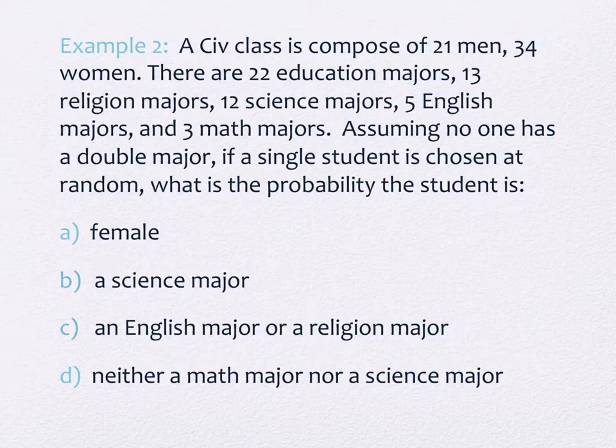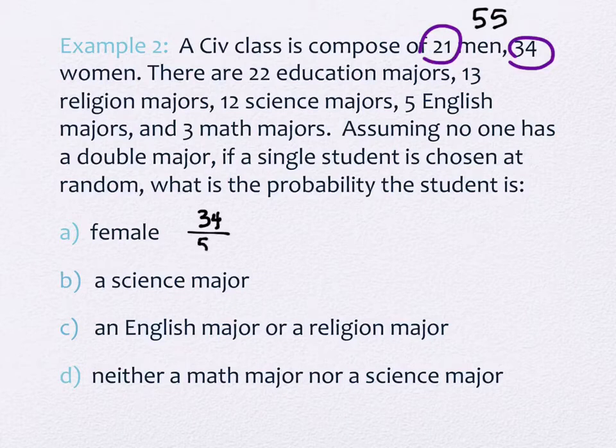And it gives us some language, right? Some scenarios to follow. So the first thing is that it's female. The student is female. So how many females were there? 34. How many people were there total? 55. We didn't add them up, but you guys added them up very quickly. 34 and 21. So there are 55 total people in this class. So 34 out of 55. Okay? If we have the ability to reduce it, we will. This one doesn't, because 55 is only divisible by 5 and 11, and 34 is not. So we're done with it at this point.